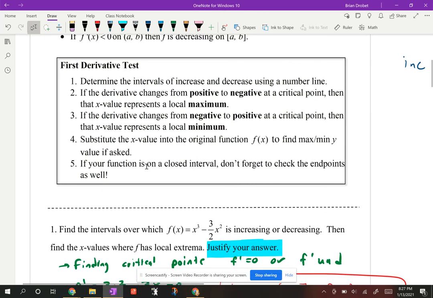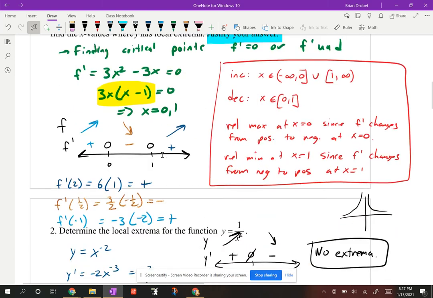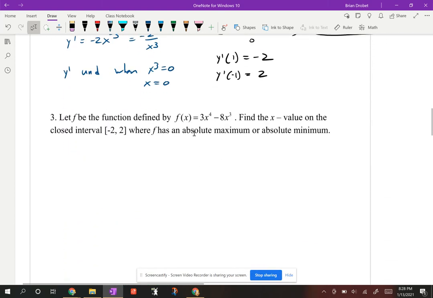And then the last point here is if your function's on a closed interval, don't forget to check the endpoints. And that's because you recall from previous lessons that on a closed interval, the endpoints themselves will represent maximums and minimums. So here I want to find an absolute maximum or an absolute minimum. I can do the same process that I did up above, except now I'm going to have endpoints. I have to consider those as well.